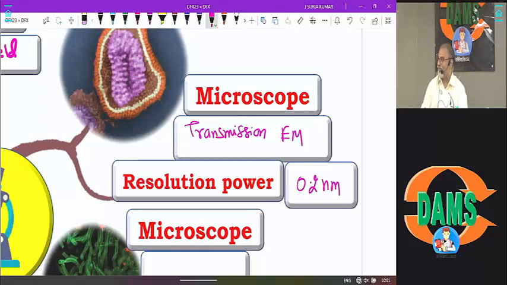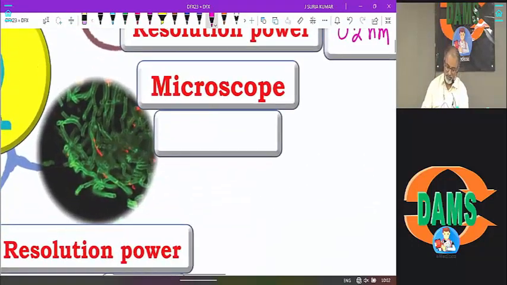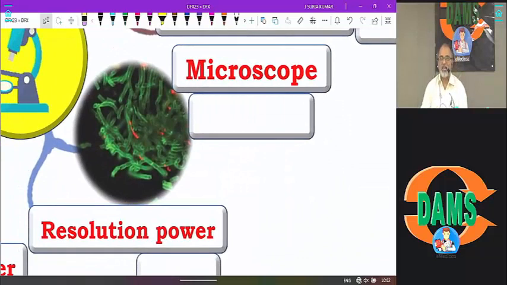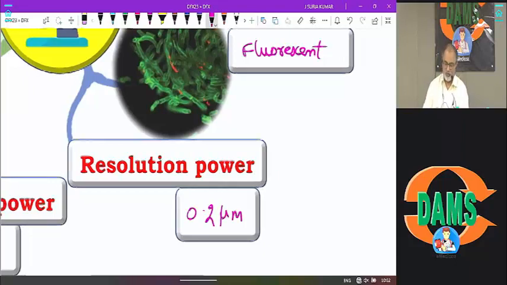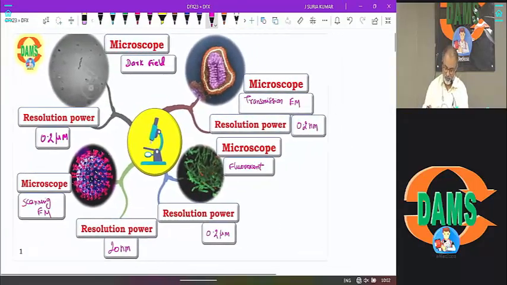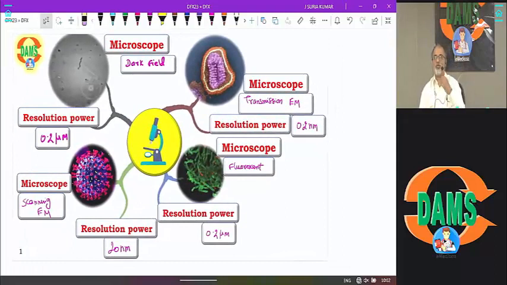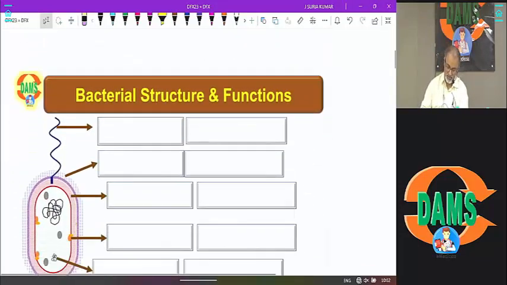Very good. And this is what microscope? Dark background, the organism is glowing. Very good. Fluorescent microscope. Resolution power 0.2 micrometer. Except electron microscopes, all the others have resolution power in micrometers, 0.2 micrometer. Transmission electron microscope 0.2 nanometer. Scanning electron microscope 20 nanometer. That's all.